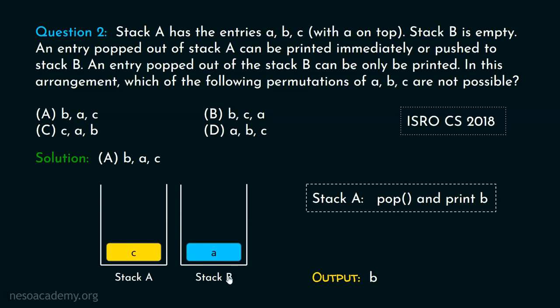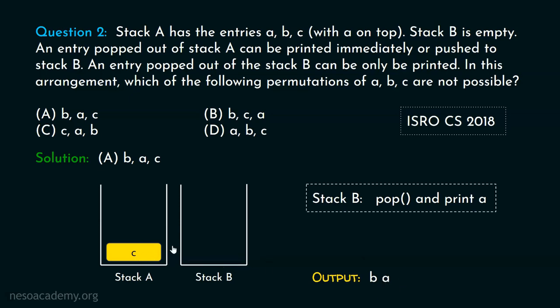Here you can see that stack B has A, right? An entry popped out of the stack B can only be printed. So we can simply print this element on the screen. Isn't that so? For this purpose, we can simply pop this element out of stack and print this element. Okay. And this is how it looks like.